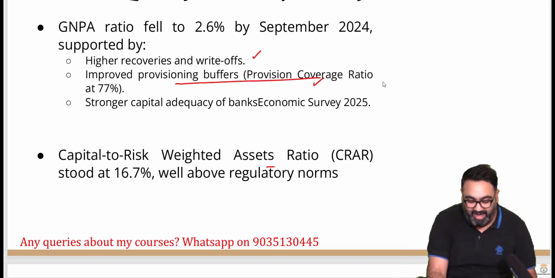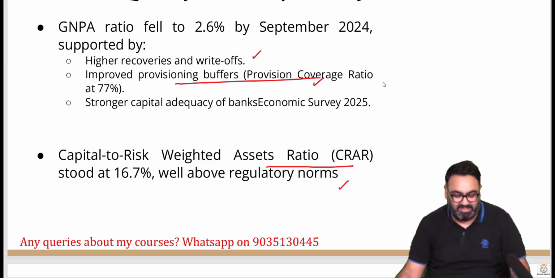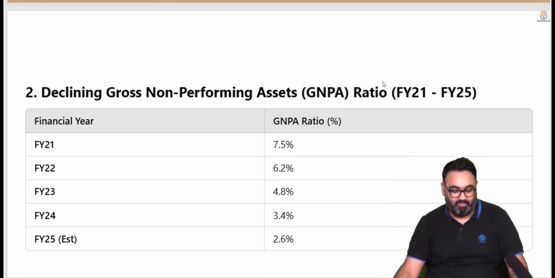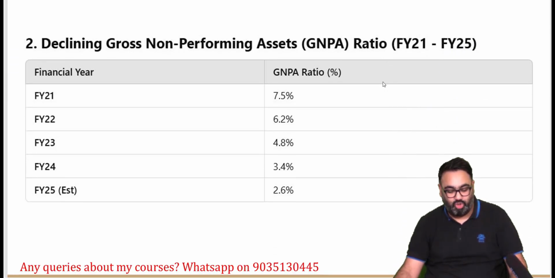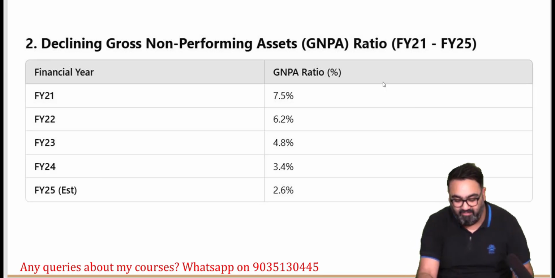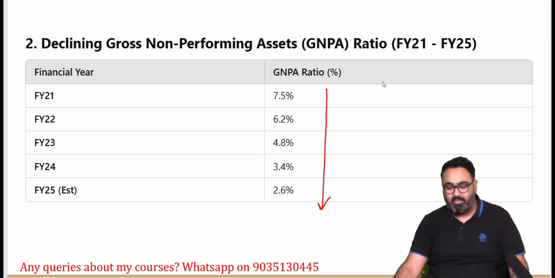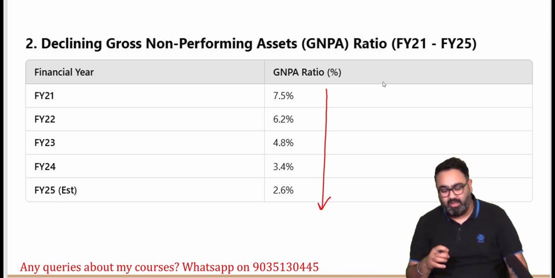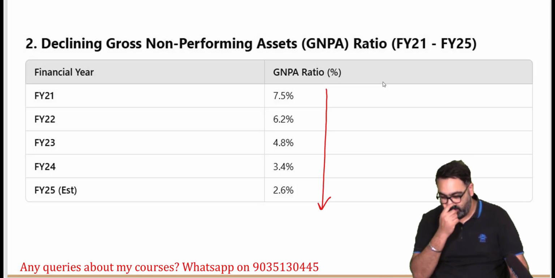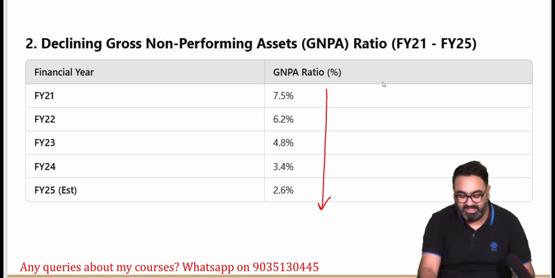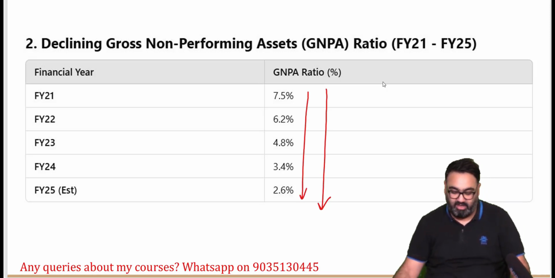Capital to risk weight asset ratio also stood at 16.7%, which is much better than the common minimum requirements for the bank. This is a comparative table to show you how the NPAs have been declining since FY21. As I told you earlier as well, in most cases in the prelims exam, rather than asking you the exact figure, the question is mostly created to ask you about the trends. For example, the question can be, since FY21, there has been a declining trend in NPAs every single year, which is true. As you can see, gross NPA is declining every year, which is a good sign.